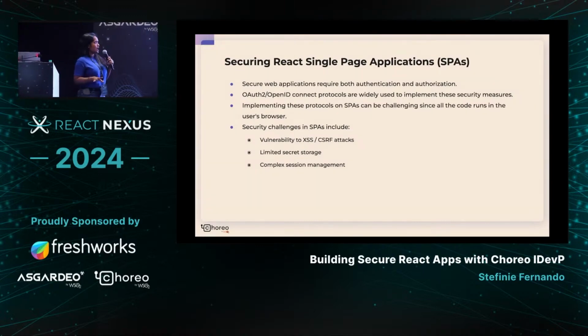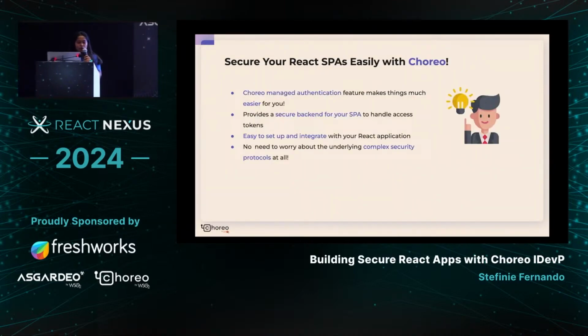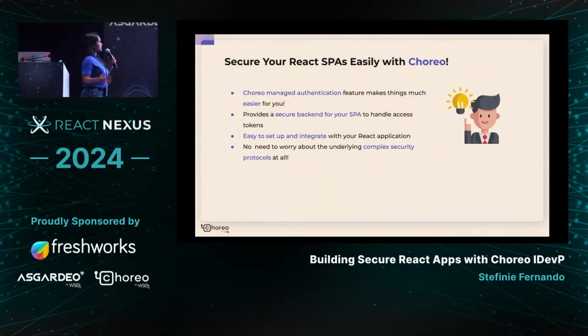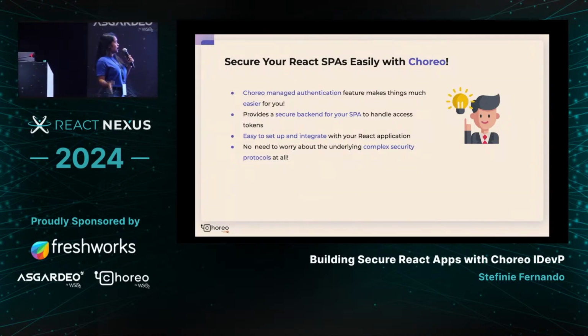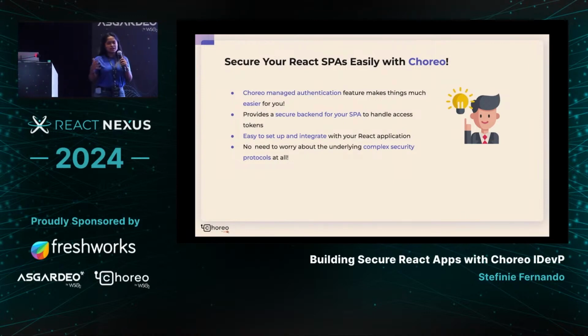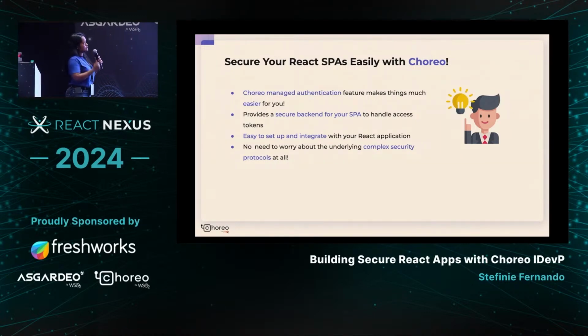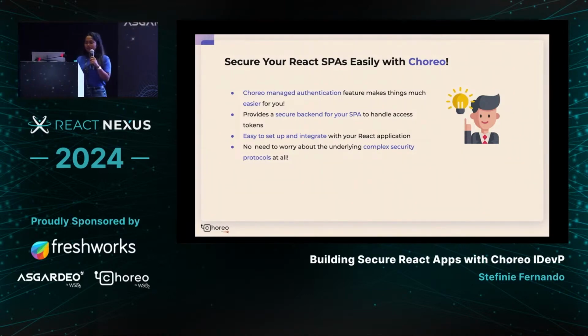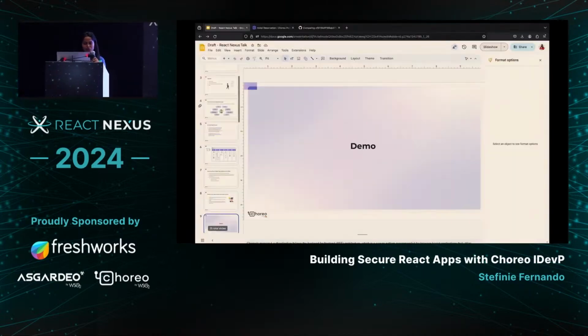But Choreo has a perfect solution which makes it much easier for us as developers. With Choreo's managed authentication feature, it provides a secure backend for your single-page applications to handle access tokens. This is like a token handling proxy sitting in between your front-end application and the back-end application, which is one of the recommended solutions for these security challenges in single-page applications, and it is really easy to integrate with your React applications. So let's see a demo on how you can do this.